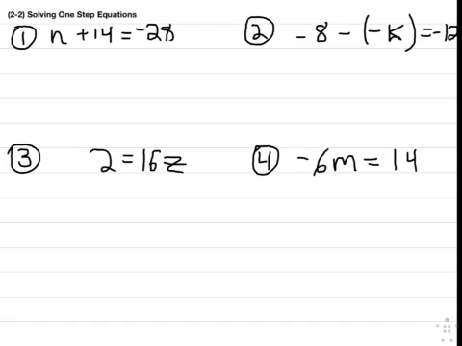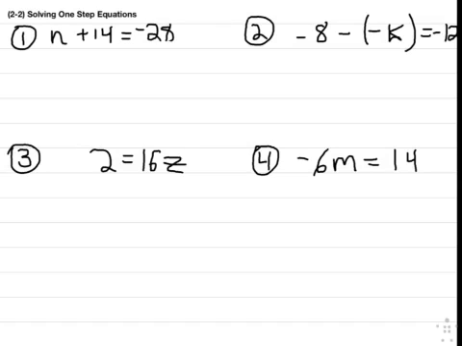Or I need to, and I'm going to say this a lot in class, apply the inverse operation. Apply the inverse operation, right? And that's why we spent a little time working on inverse, multiplicative inverse, additive inverse, that stuff. So let's get cracking on these.